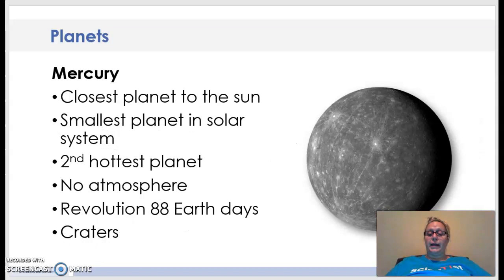All right, so the first planet, Mercury, is the one that's closest to the sun. It is the smallest planet in our solar system. It is also the second hottest planet, which is kind of a unique fact, because you would think being closest to the sun, it would be hottest. But because it has no atmosphere, that is why it's the second hottest planet. The revolution or its orbit around the sun takes 88 Earth days, and there are many craters on Mercury's surface.